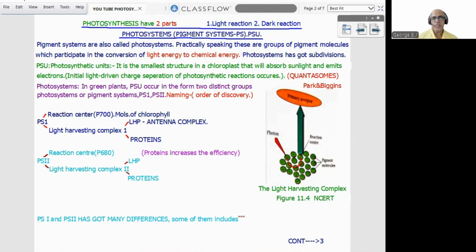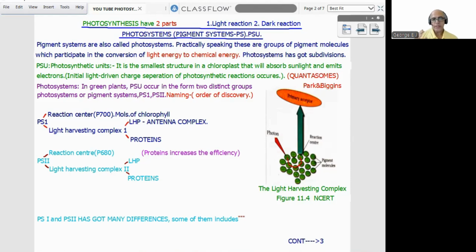And there are certain other terms for it. It is otherwise called quantasomes, presently not in NCERT. Previously it was there, connected with the 2 famous scientists, Park and Biggins. Photosystems in green plants, PSU, occur in 2 distinct groups. And they're often called photosystem or pigment system with the numbers PS1, PS2. And how that numbering came, that is the order of discovery. PS1 discovered first, then PS2, just like coenzyme 1, coenzyme 2, etc.